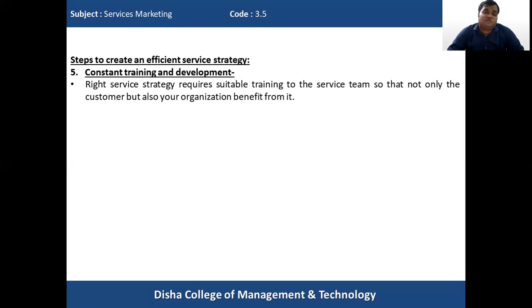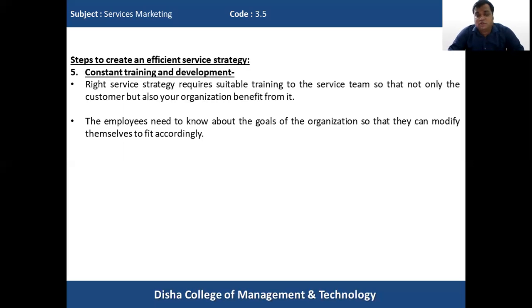It is beneficial for the organization. The organization will be able to get more business. The organization will be able to create a much more proper image in the minds of the customers regarding its service quality. So it is very, very important that while making a right service strategy, proper training of the service staff not only helps and benefits the customer but also helps the organization. So this is very, very important.